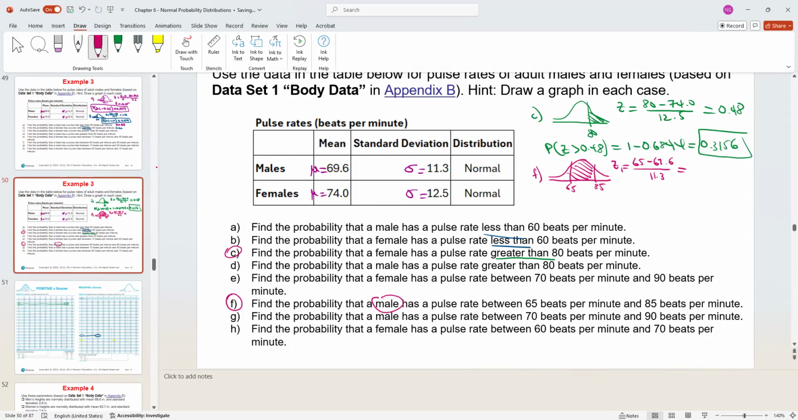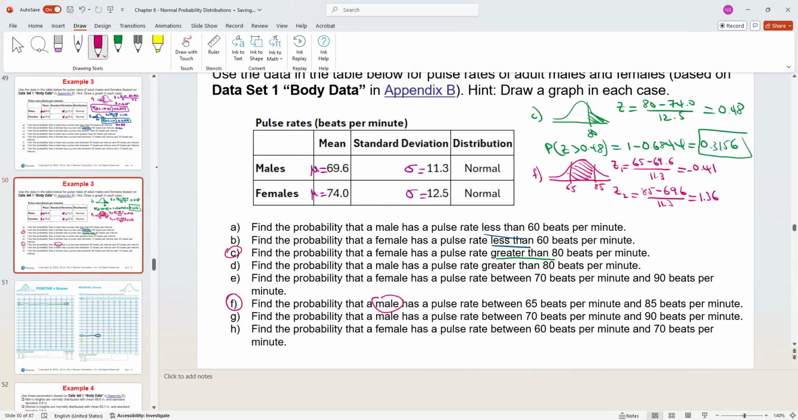What that Z would give you, because we do 65, let's see which number it is. So it would be 65 minus 69.6 over 11.2, negative 0.41. Now let's do the second Z as 85 minus 69.6 over 11.3. Remember, we're doing for male. 85 minus that gives us 1.36.